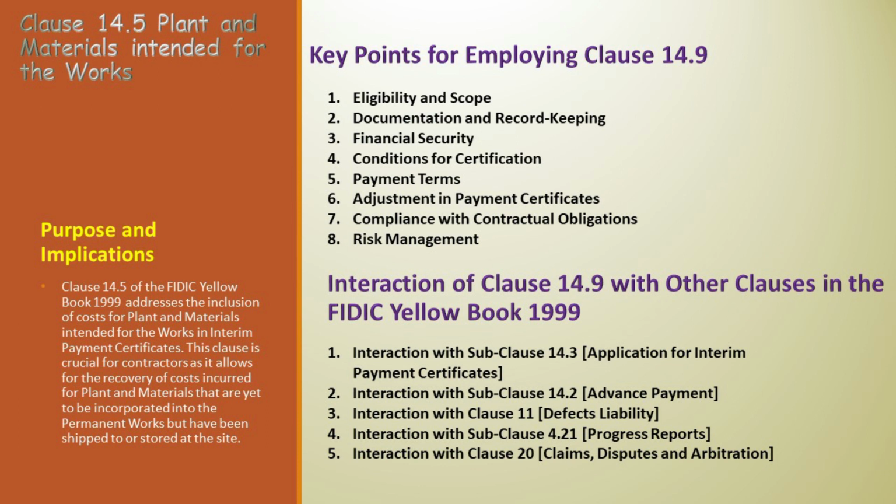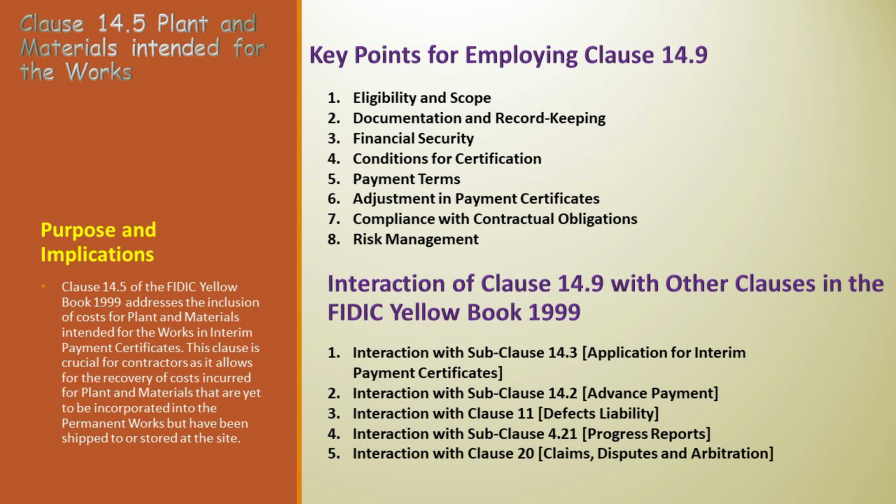Eligibility and scope. First and foremost, verify the eligibility and scope. 1. Listed in the appendix to tender: confirm that the plant and materials intended for inclusion are explicitly listed in the appendix to tender. 2. Specific application: recognize that this clause applies solely to plant and materials sent to the site for incorporation in the permanent works.